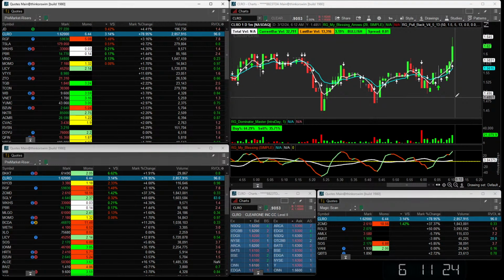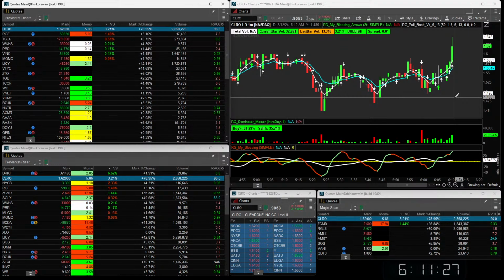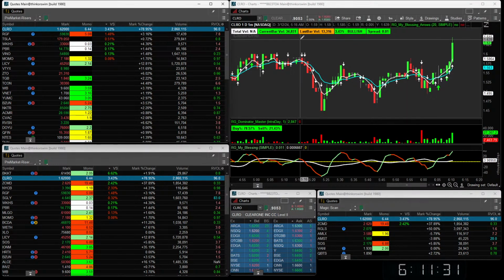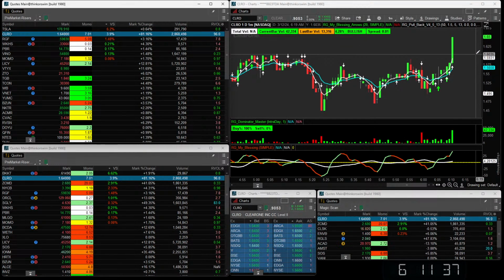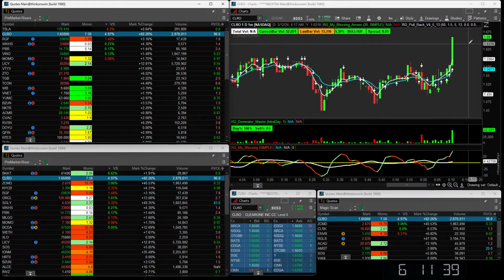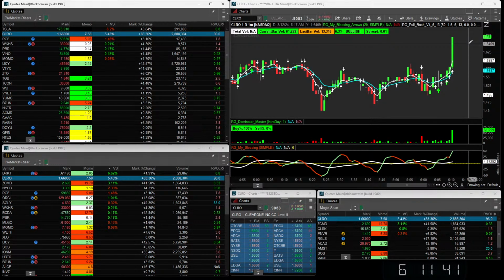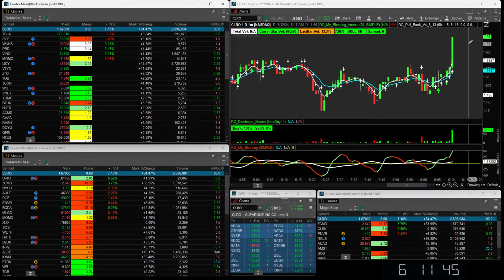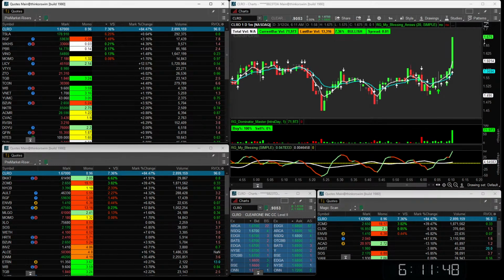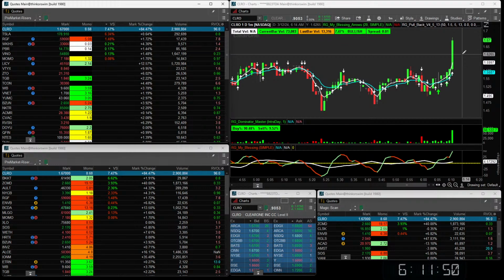CLRO running up. Watching the volume right here to make sure we have enough volume to get in and get out safely. Not moving very much. It looks like the volume is pausing on occasion, but it is going up. Paying out those pennies, 66, 68. I'm watching the numbers right here.